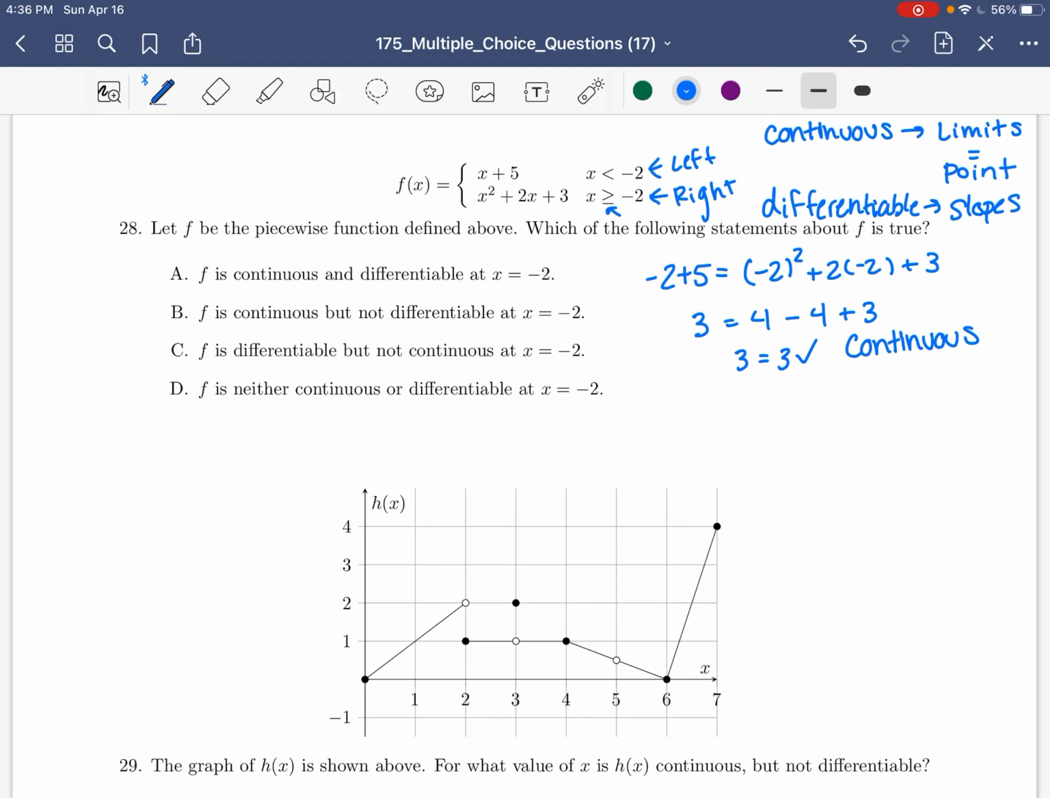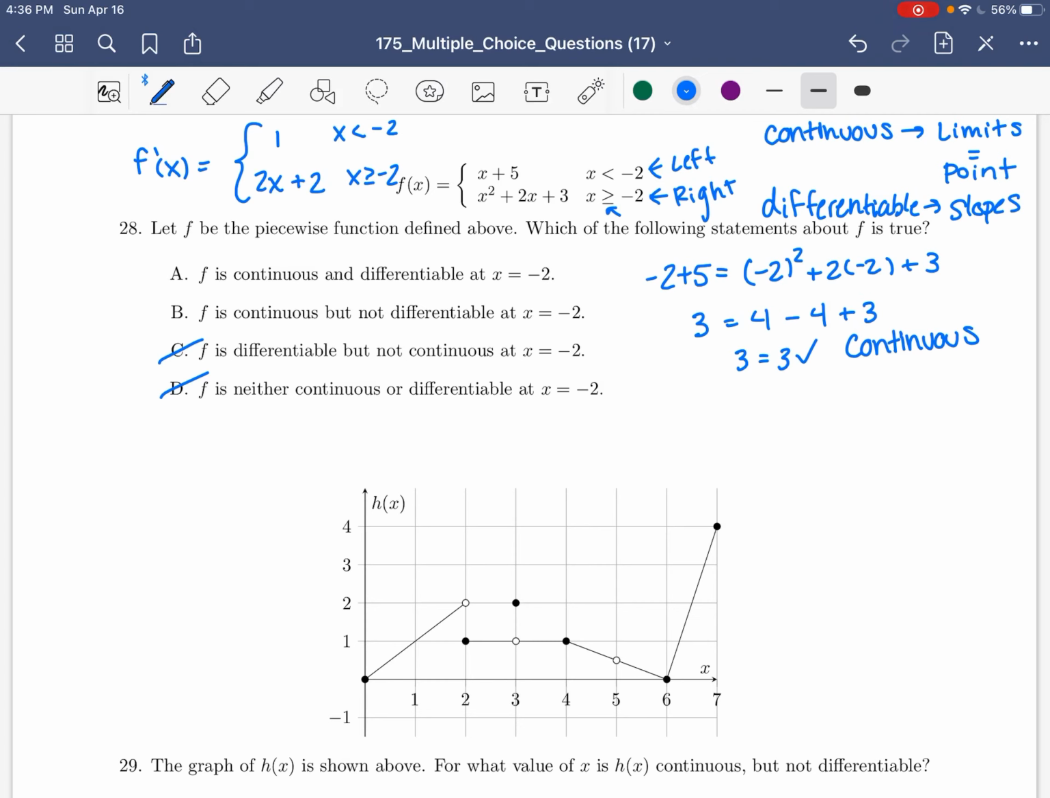So right there, we know it is continuous. So anything that says it's not continuous, we can get rid of. So C and D. Now to see if it's differentiable, we have to figure out the derivatives. So I'm going to make another piecewise here. So the derivative from the left, the derivative of x plus 5 is just going to equal 1. The derivative of our bottom is going to be 2x plus 2. And we're still going to keep the same x values. So x is less than negative 2, x is greater than or equal to negative 2.